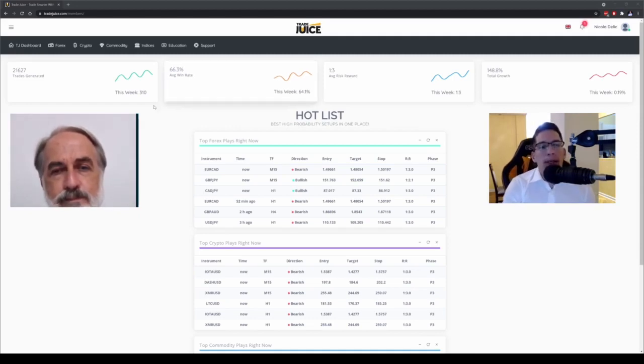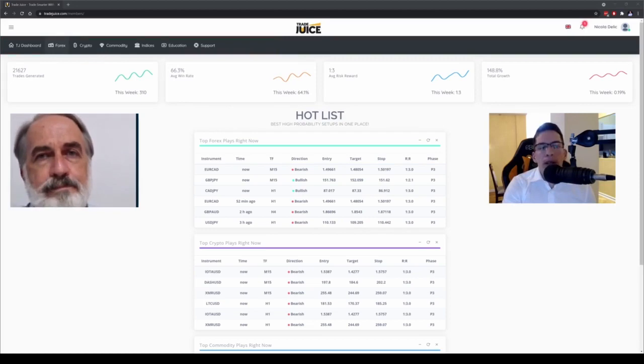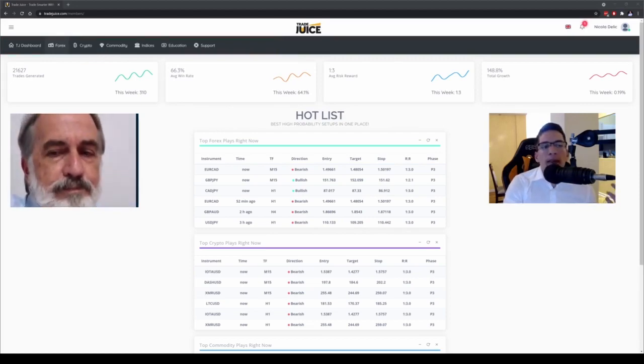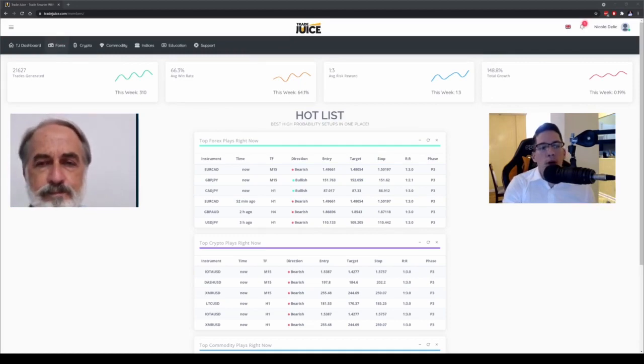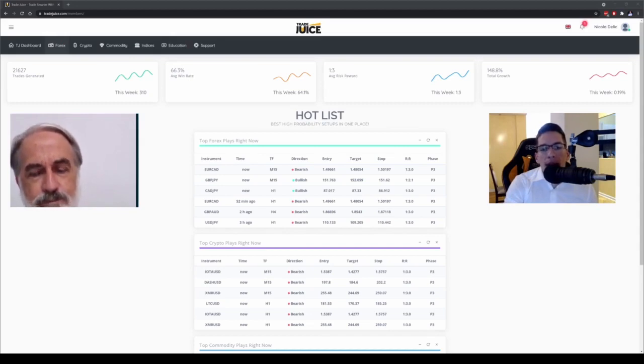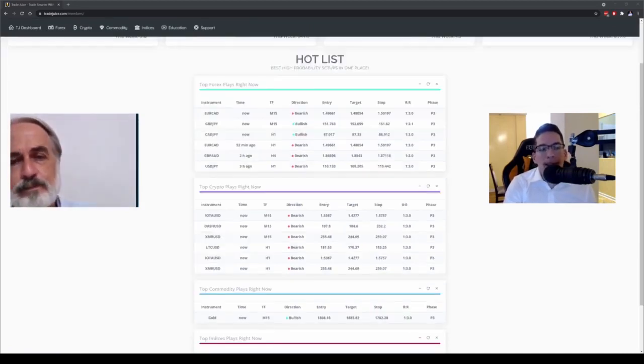And let's start from the top. Over here you have a small menu where you can go deeper into the pages of the platform. So we have 4 different asset groups: Forex, crypto, commodities, and indices. After it, we have the education center, and we have a support. Most people that are using the TradeJuice are mostly on this part. Like, you don't need to have 20 things open just to not miss the trade. Everything that you need to find the trade is right here.